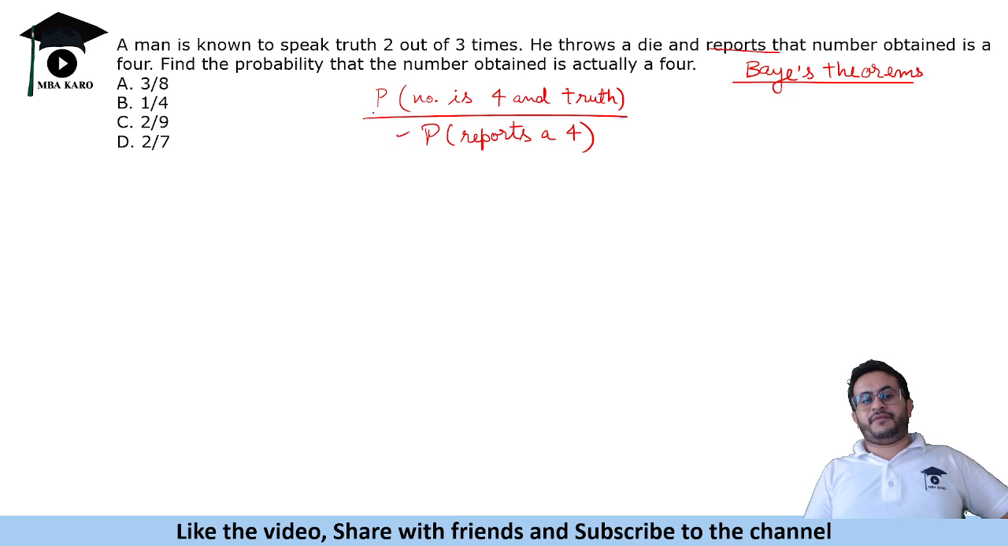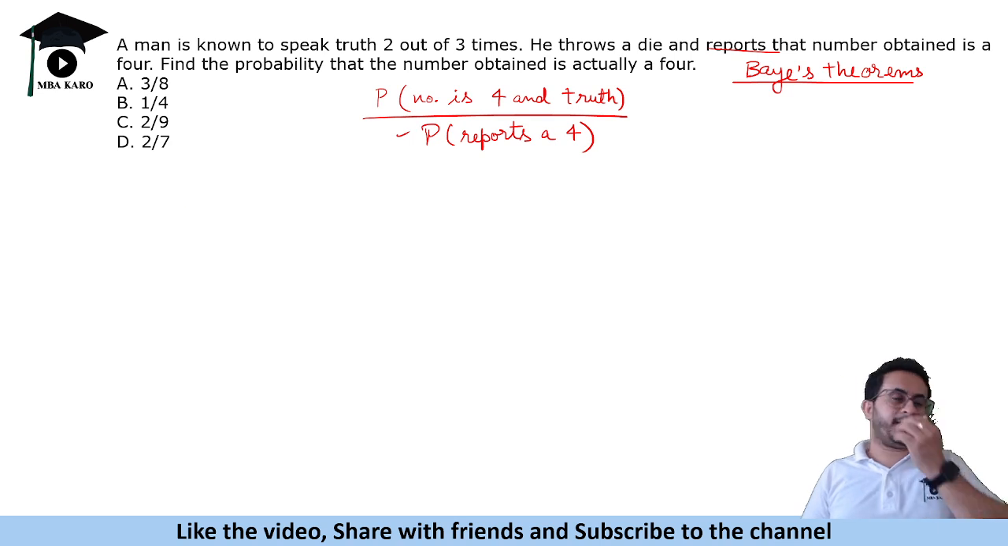Okay, so we will do it the formula way, plus we will draw the tree diagram also. So try to understand using either of these, you should be able to understand it. If you go by that formula P(A/B), it is difficult to understand the bookish way. So number is 4 and truth. So 4 and truth, what is the probability of 4 and truth upon P reporting of 4? So that means P of 4 and truth.